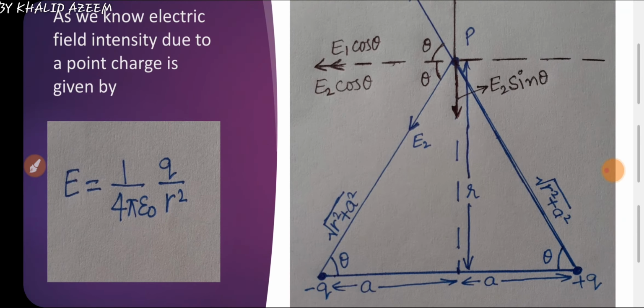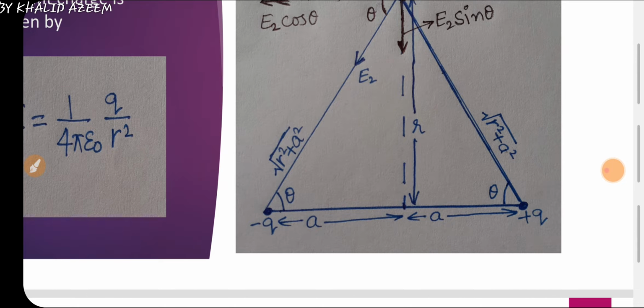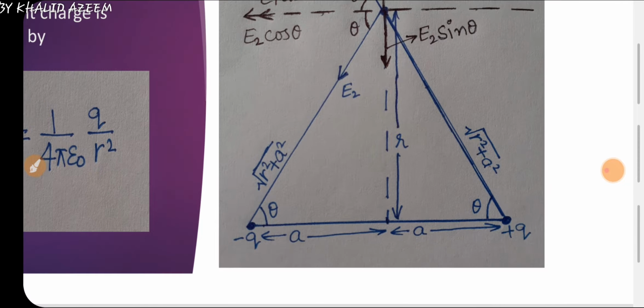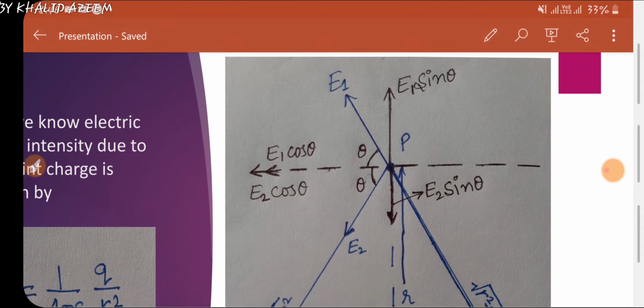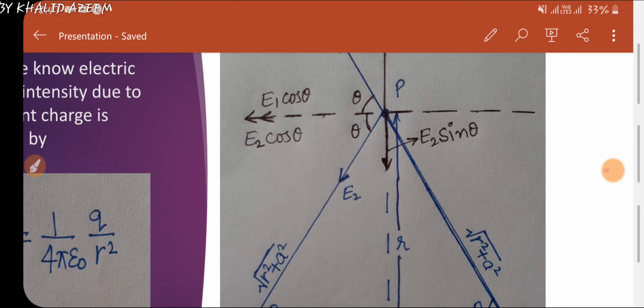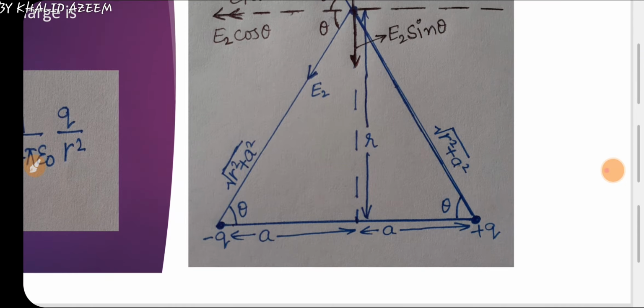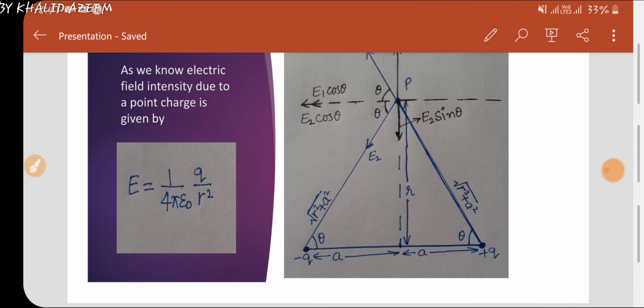Now, as you can see, there are two charges, minus q and plus q, separated by distance 2a, and a point P which is r distance above the center of the dipole on the equatorial line, where we have to calculate electric field intensity. Consider point P as a positive point. It means plus q charge will repel point P and minus q charge will attract point P.